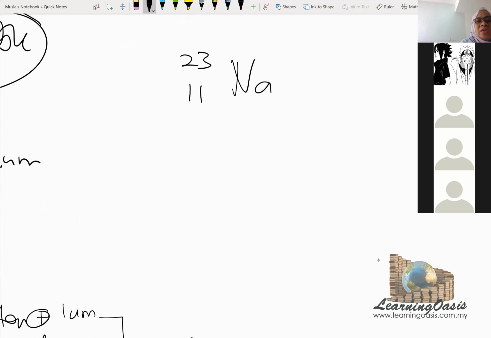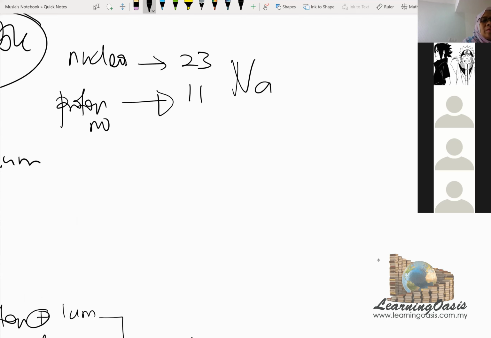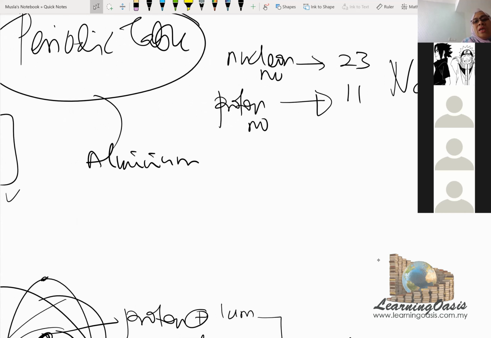So when you see this, the smaller number is your proton number. And 23 is your nucleon number. Remember? Or at times they ask: the proton number is your atomic number, the nucleon number is the mass number. At times they say this is your atomic number, this is your mass number. Okay, now, nucleon number means that this is proton and neutron.